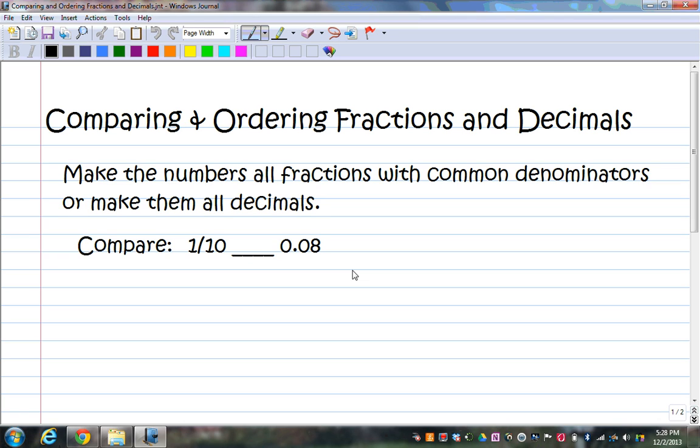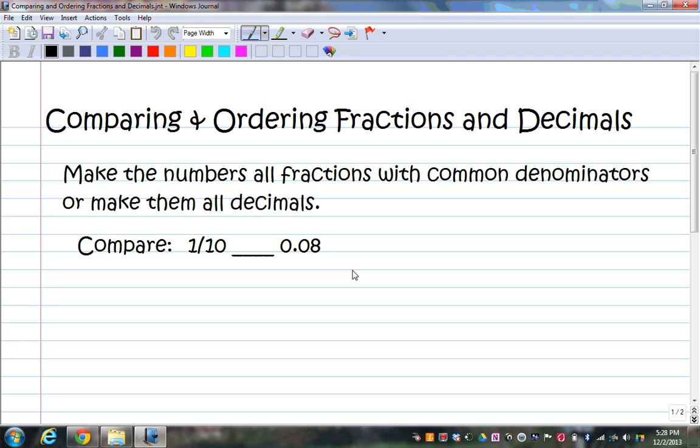Comparing and ordering fractions and decimals. Okay, in order to compare a fraction and a decimal, first you have two choices. The first one is to make all the numbers fractions with common denominators, or you can make all of the numbers decimals. Most students will prefer the decimal route because it's easier than coming up with fractions with common denominators. But I'm going to do both ways here so you can see how they would work.